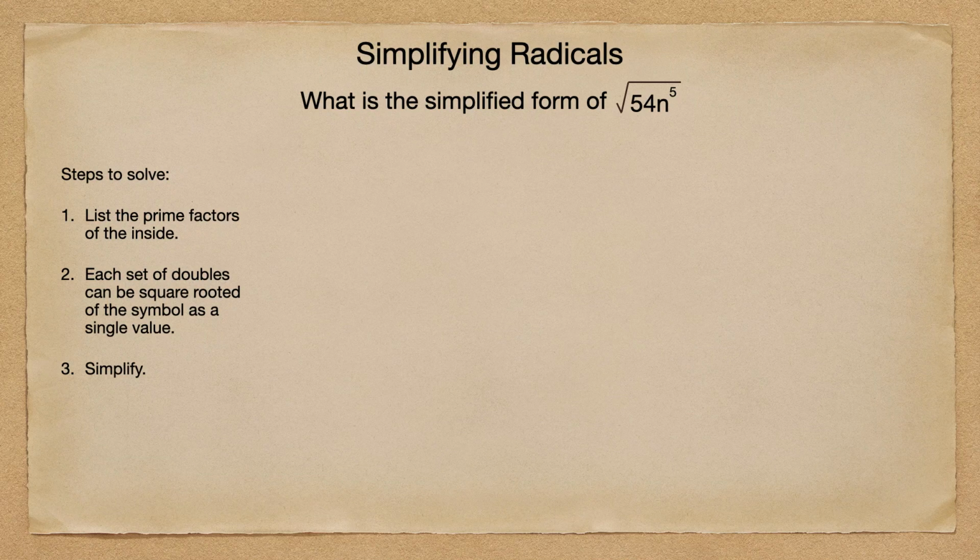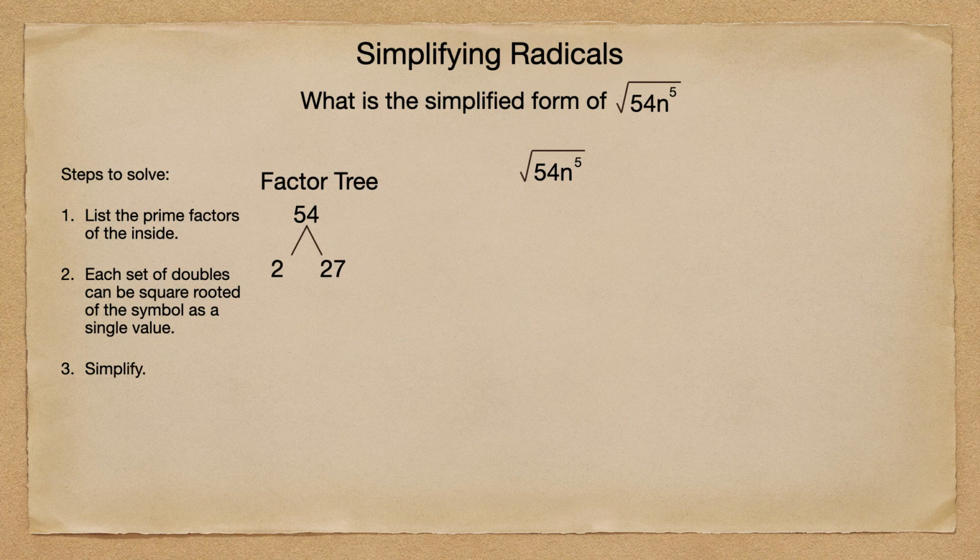Hey guys, today we're going to be looking at simplifying radicals. What is the simplified form of the square root of 54n to the power of 5? We're going to start by listing the prime factors on the inside. So we're going to use a factor tree and find what are the prime factors of 54.